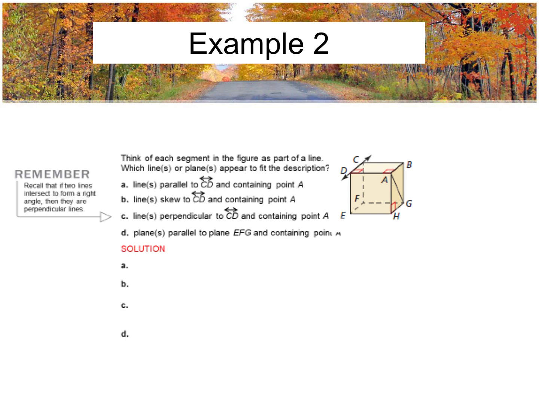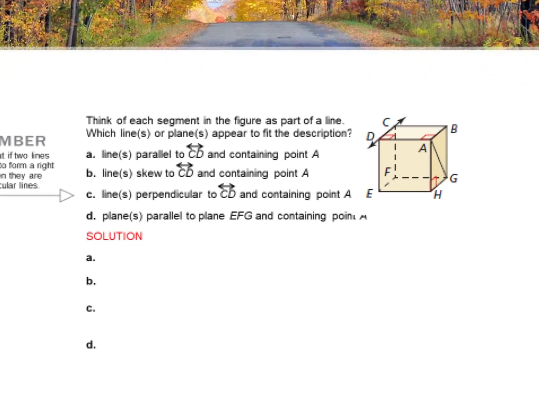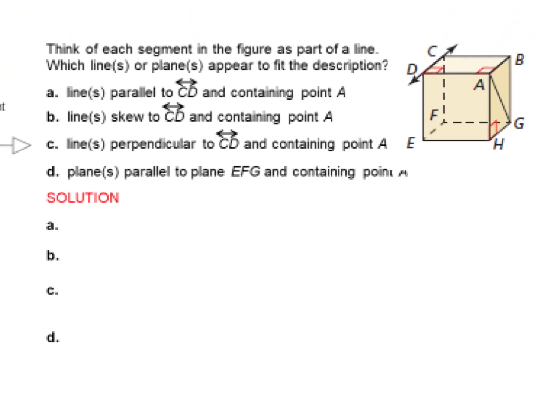Okay. All right, looking at example 2, I'm going to zoom in. The directions say, think of each segment in the figure as part of a line. Which lines or planes appear to fit the description? So A says line or lines parallel to CD and containing point A.